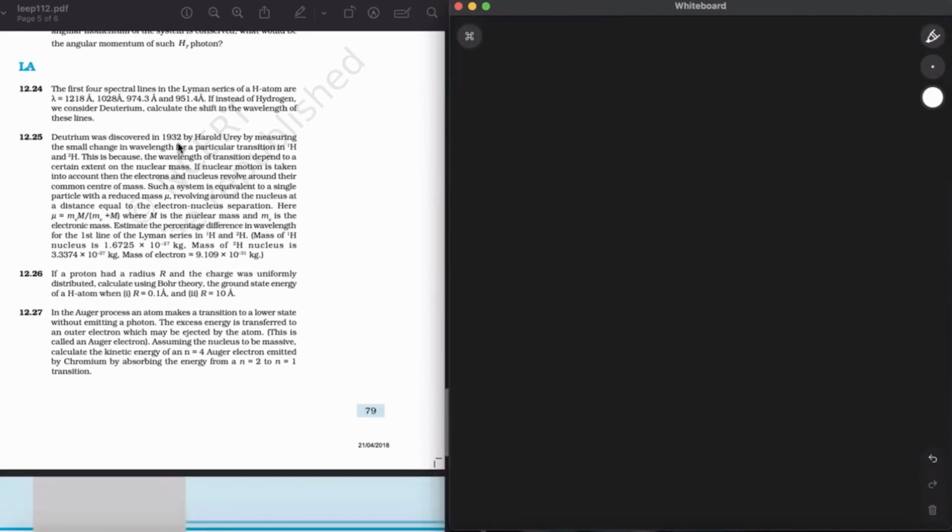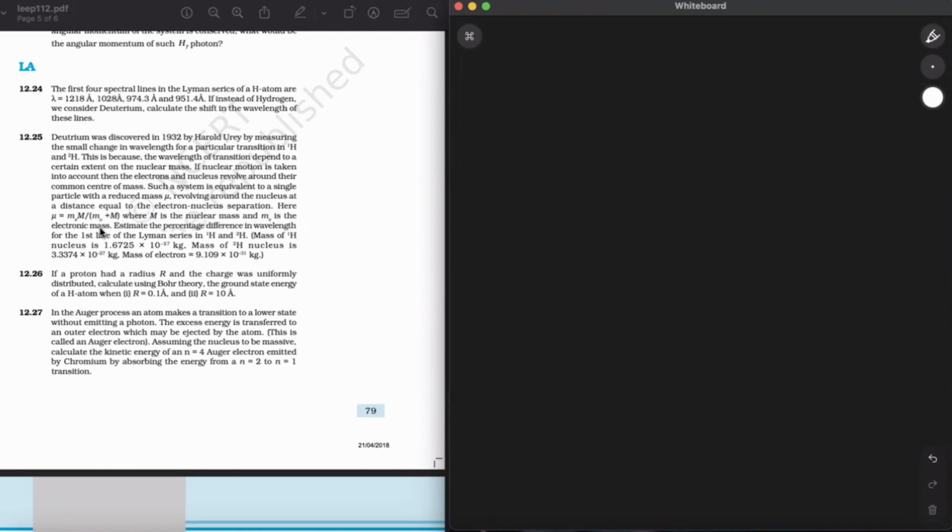So deuterium was discovered in 1932 by Harold Urey by measuring the small change in the wavelength for a particular transition in hydrogen and deuterium. This is because the wavelength of transition depends to a certain extent on the nuclear mass. So the nuclear motion is taken into account, and the electron and nucleus revolve around their common center of mass. Such a system is equivalent to a single particle with a reduced mass mu, revolving around the nucleus at a distance equal to the electron-nucleus separation.